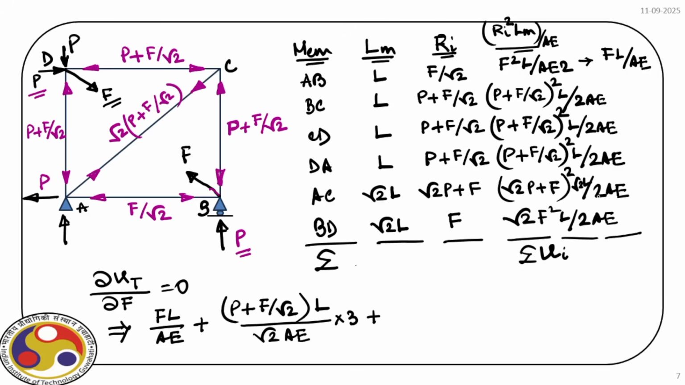Plus, for the member AC, we have root 2 P plus F times root 2 L divided by AE.